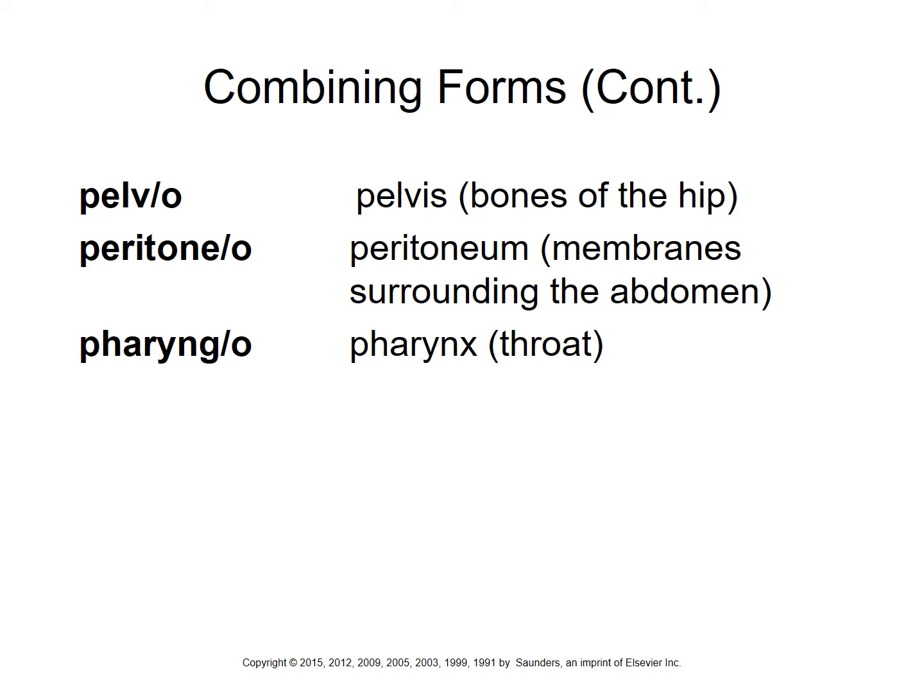And then we've got pharyngo, which is our pharynx. Our pharynx is our throat area. So, for example, you could say the pharyngeal tonsils, tonsils within the pharynx. So pelvo, peritoneo, and pharyngo.